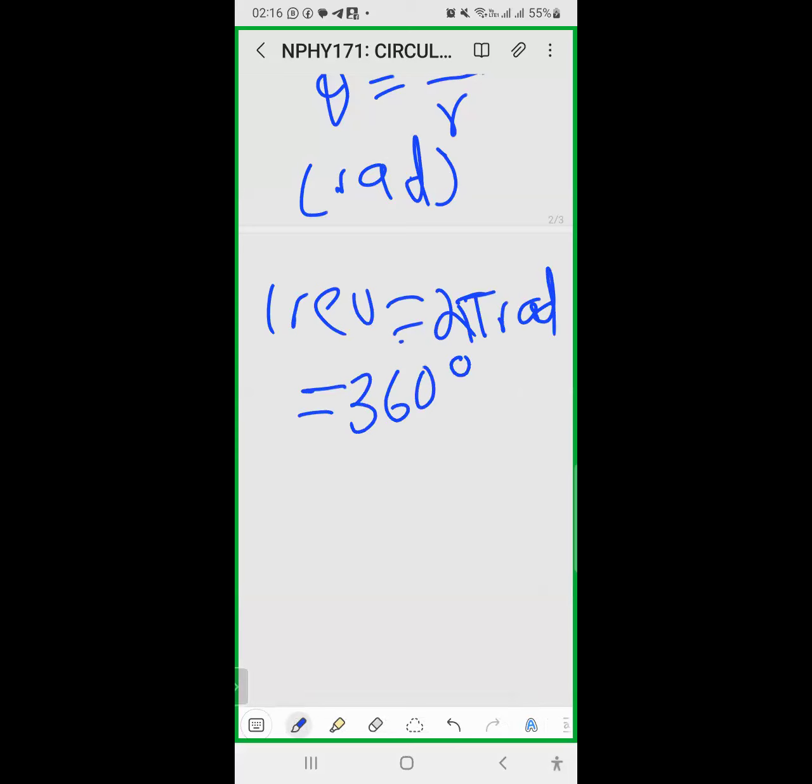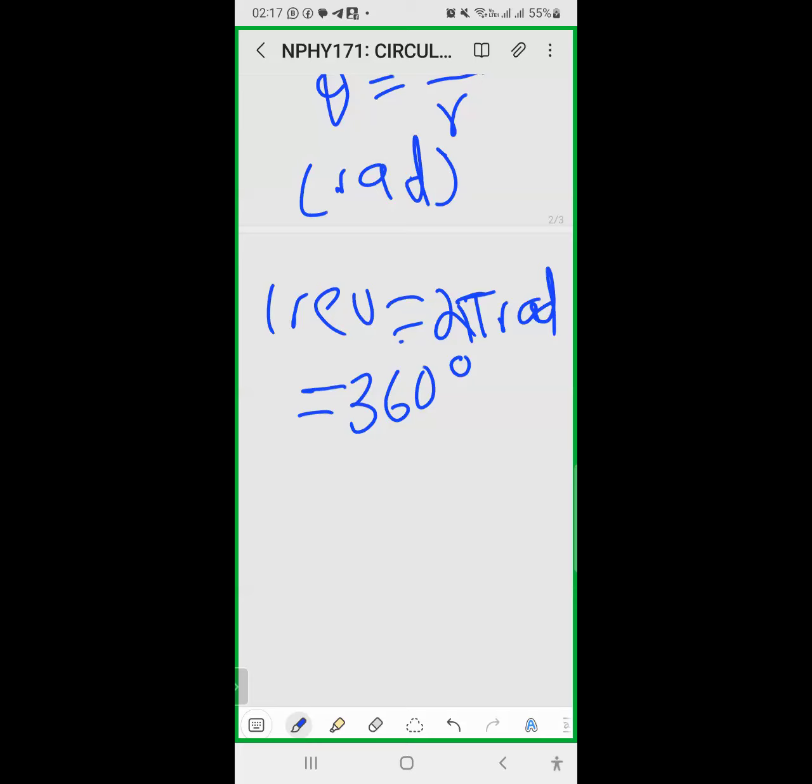So this is the main relationship that you can use to convert your revolutions and your degrees to radians in order to have your angular displacement in radians. Understanding this relationship is also crucial in solving many questions in circular motion. You will see and notice that as we do questions.